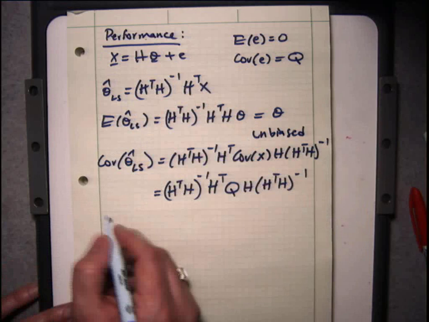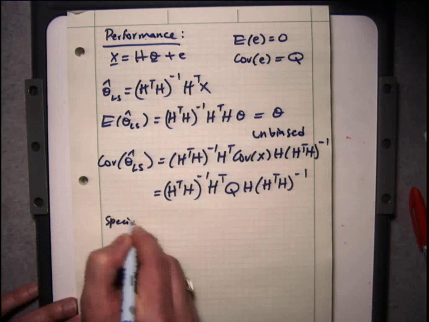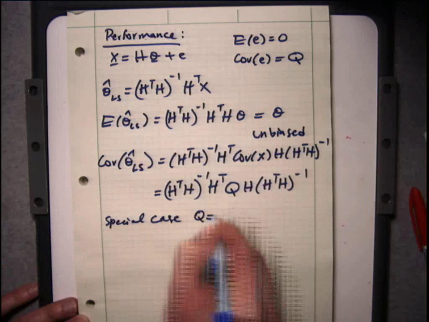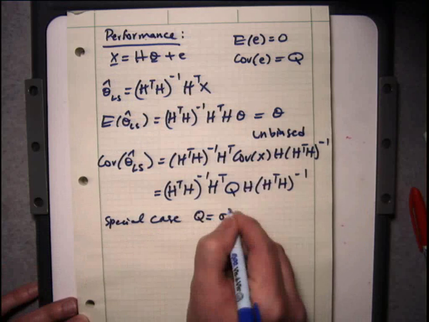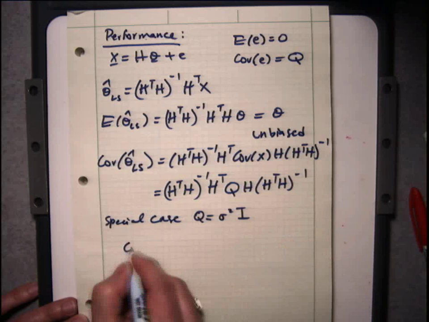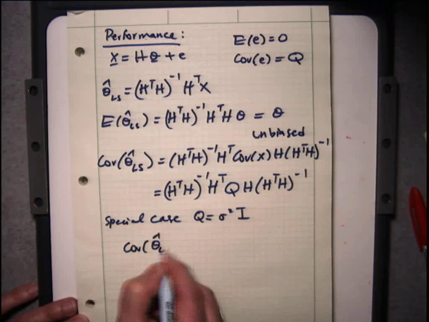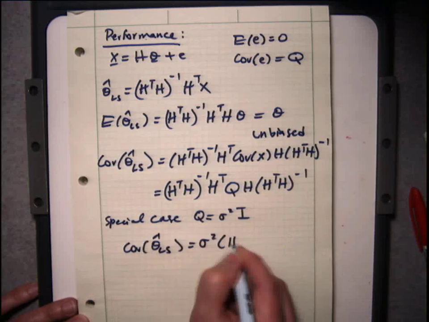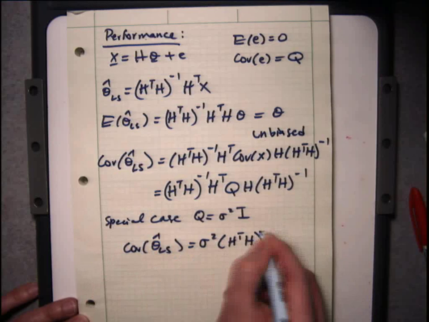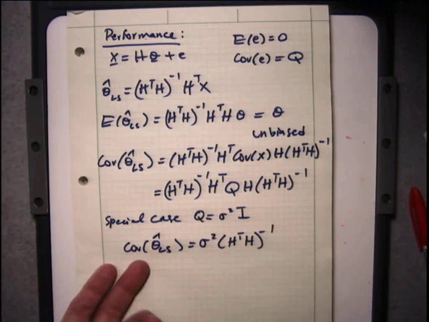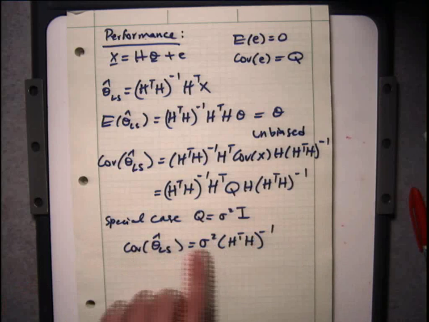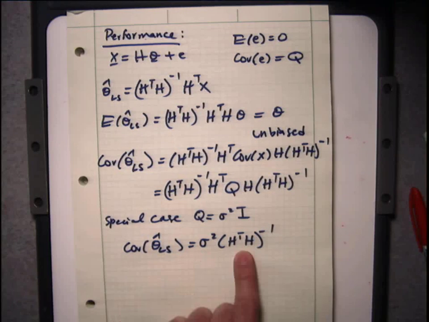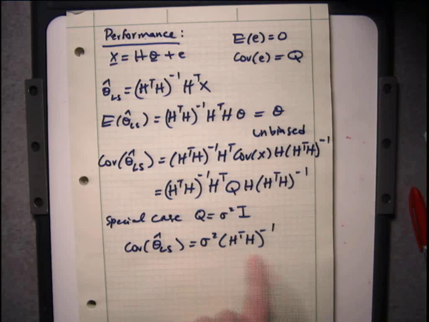As a special case, if this Q is simple, say sigma squared times identity, then the covariance of the least squares estimate becomes sigma squared (H transpose H) inverse. So what it tells you is the error in the estimate depends on two things. It depends on the strength of the noise, and it also depends on the condition number of the matrix H transpose H. So two things can make the estimate worse: pumping the noise up or having an H that is not well conditioned.